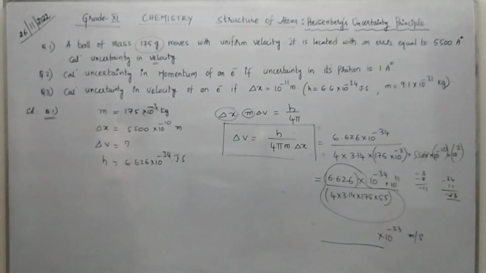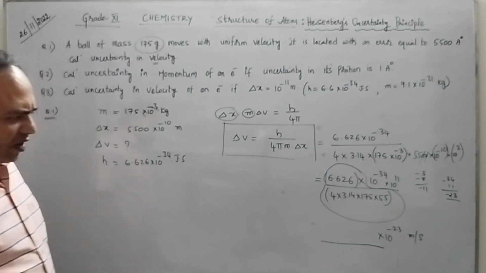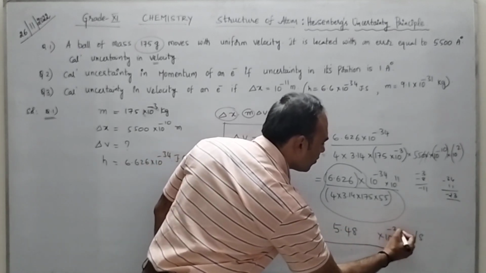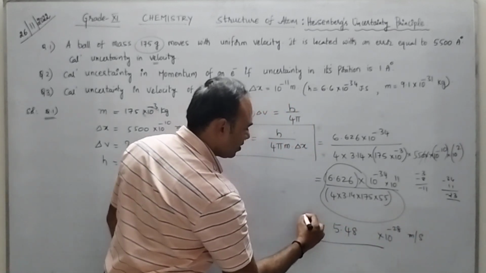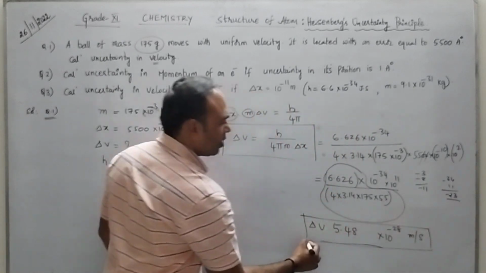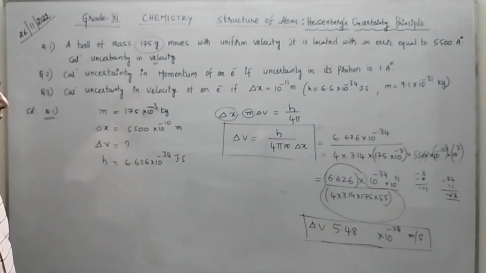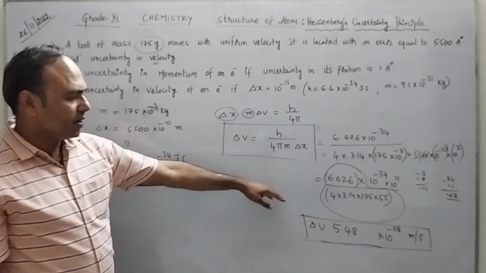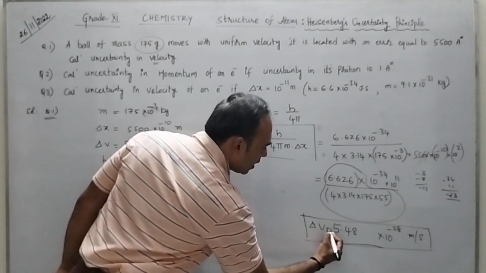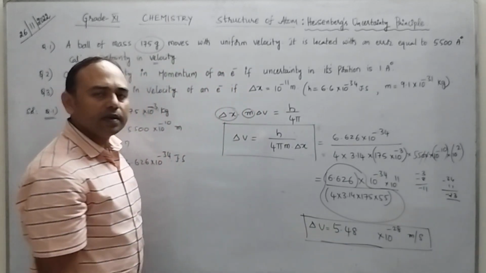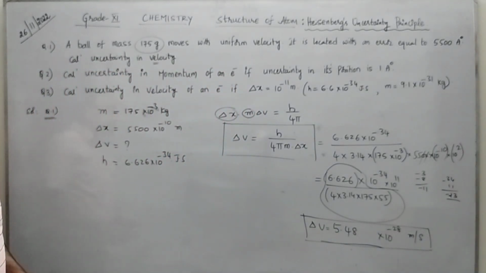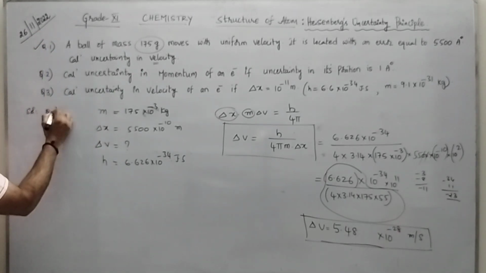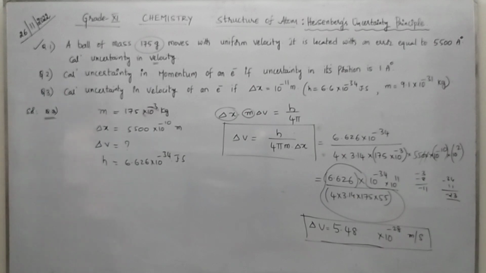Now what is the value you got? You got finally 5.48 into 10 to the power of minus 28 meter per second. So for your convenience, I have calculated the value, and using the formula delta x m into delta v is h by 4 pi, you can get the answer. So hope you have understood. Delta v is 5.48 into 10 to the power of minus 28 meter per second. So question number 1 is done. Now let us move to question number 2.